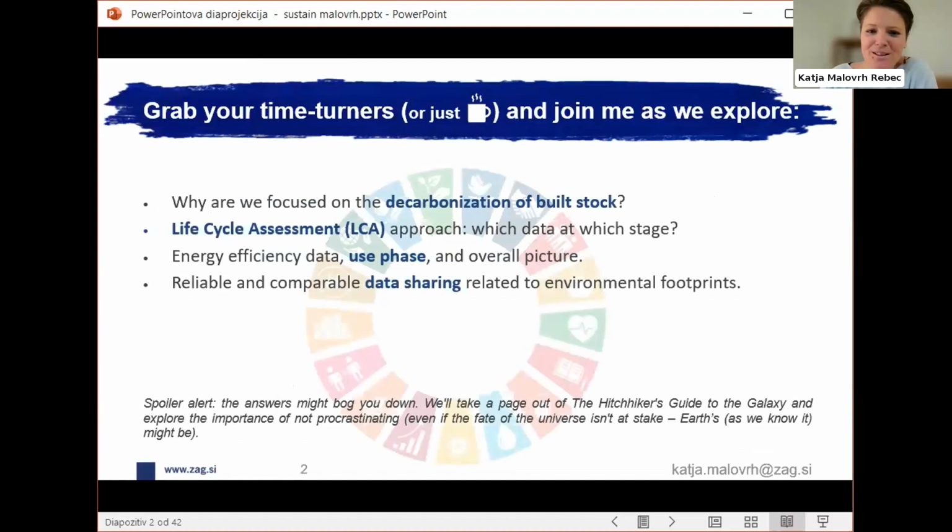We will try to explore why we are focused on decarbonization of the building stock, what the LCA is, and then what the relation is between the energy efficiency data and the other phases too, not just the use phase, and the overall picture. And then in the end, we'll look into the future and try to answer a little bit what future reliable and comparable data sharing could look like for environmental footprints.